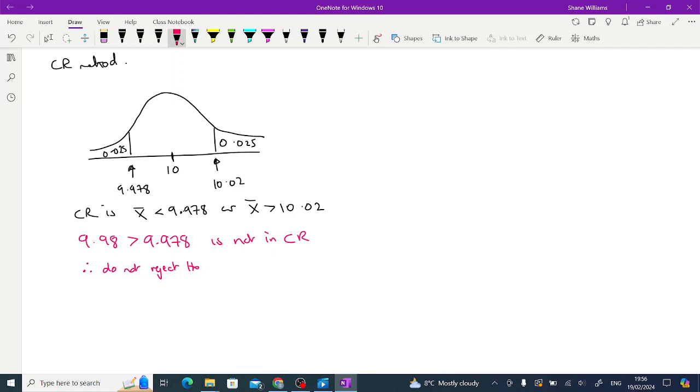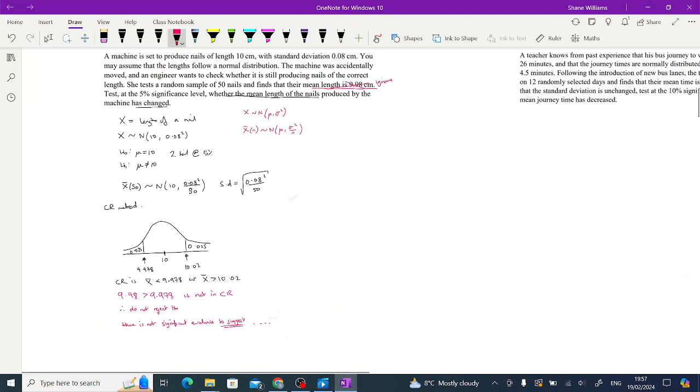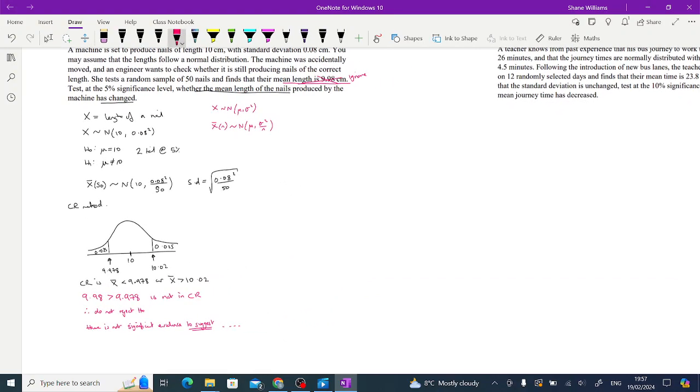But then you have to make the public service announcement and you say, there is or is not, in this case is not, significant or sufficient, it doesn't matter. So there is not sufficient evidence to suggest, this bit's really important, and then the next bit you quote from the question. So going back to the question, there is not significant evidence to suggest that the mean length of nails produced by the machine has changed. You quote it from the question. And that's how to do the hypothesis test using the critical region method.